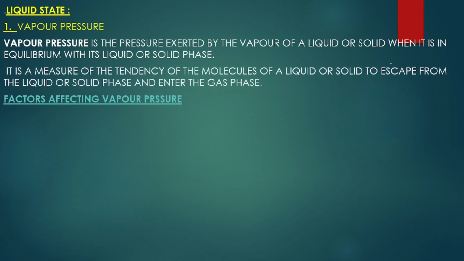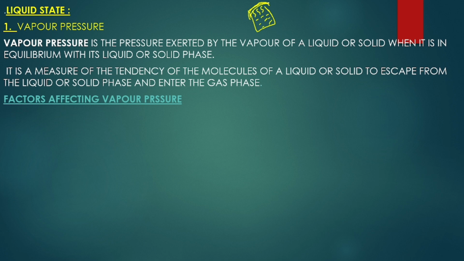Next, it is a measure of the tendency of molecules of a liquid or solid to escape from the liquid or solid phase and enter into the gaseous phase. What it is simply telling is, in a container, suppose liquid is present. When the liquid is converted into vapors, it is in an equilibrium state with the liquid, right? That is what vapor pressure is.